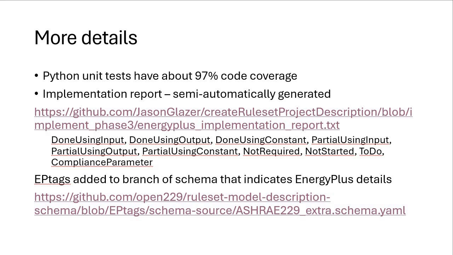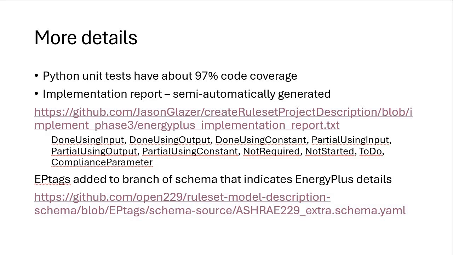The different statuses I thought I would go through really quick, and then I'll show you the file itself. Done using input means that the data element is fully implemented and being populated by the EPJSON input file to EnergyPlus. As I said earlier, we are trying not to use this too much since the focus is on getting results from the output side.